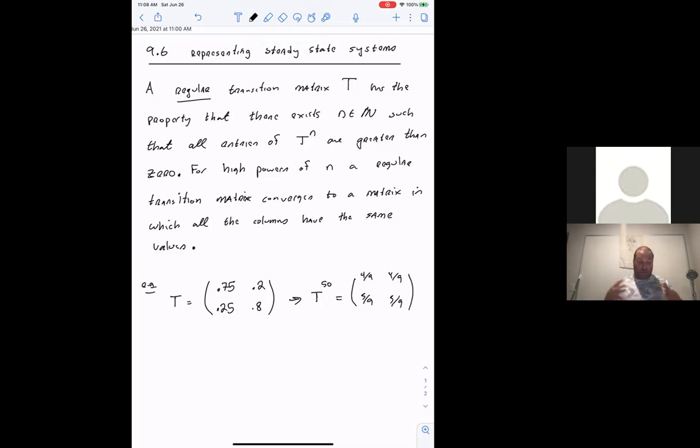So how do I know if I will have this result? And the answer is if it's regular. What does it mean to be regular again? It means that there's some power of T where there's no zeros, where every probability is greater than 0. And if that happens, you know for a fact that there's eventually going to be a high enough n for which the T to that power will be a matrix whose columns are the same, or at least it will converge to that scenario.